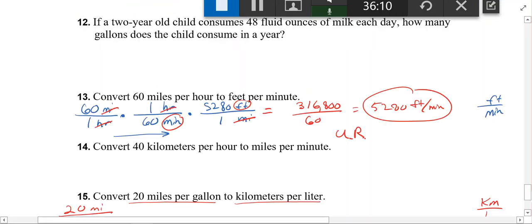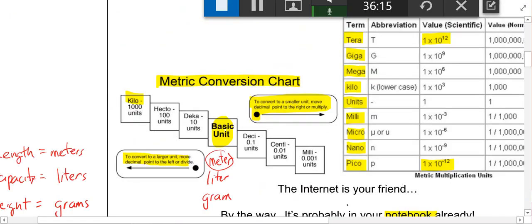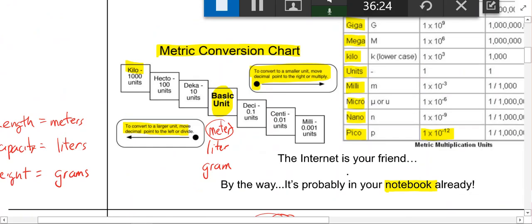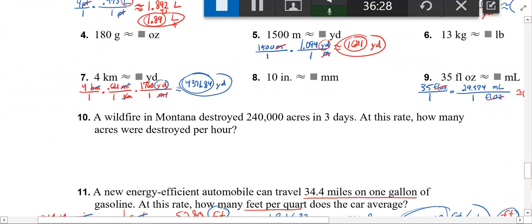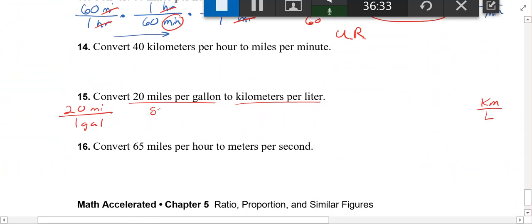Now, on our chart up above, didn't we have a gallons to liters? We do. Gallons to liters, yes, we do. We'll use this one again. 1 gallon is approximately equal to 3.785. All right, so that takes us to liters.